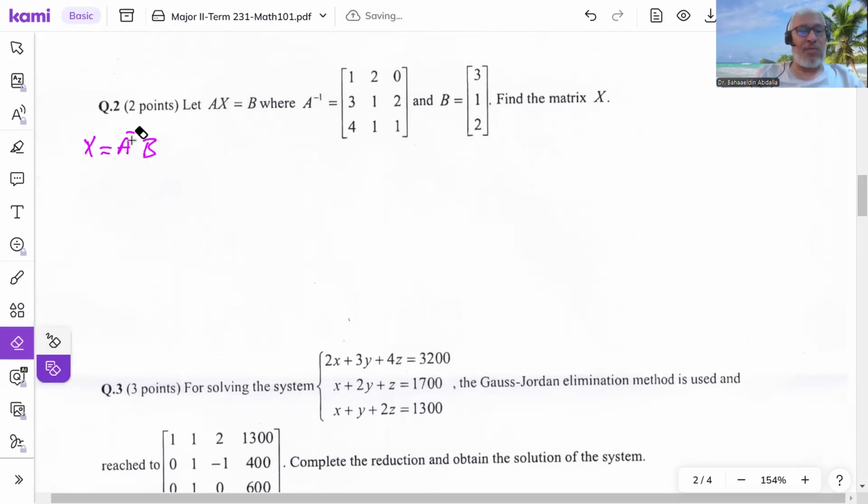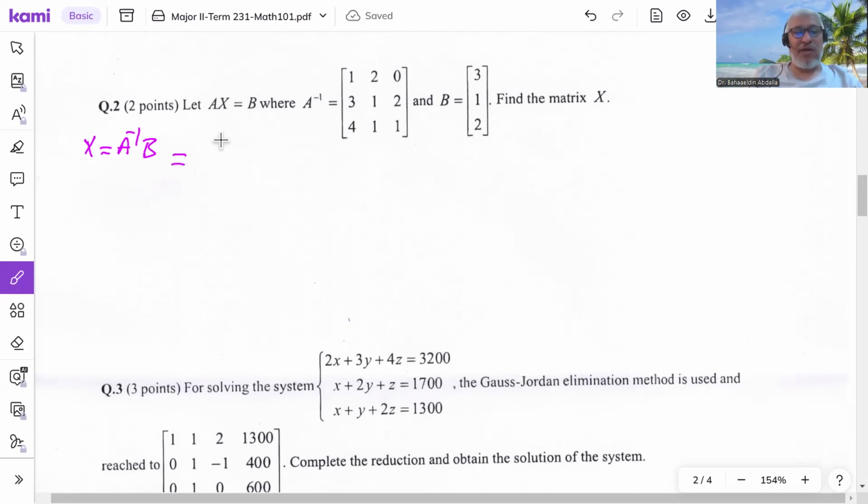So simply, to get rid of this A, we multiply by A inverse from the left. And when you multiply by A inverse from the left, you get the identity here. A inverse times A is the identity, and the identity times X is X. So the solution of this equation would always be this. He needs you to find X, so I can find X. It is A inverse times B.